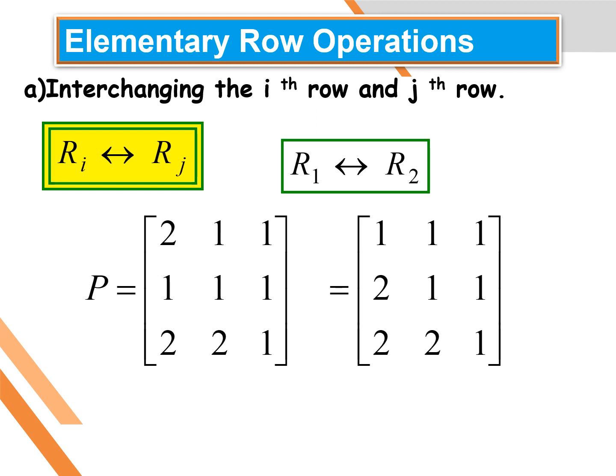In this example, we are going to interchange row 1 and row number 2. When row 1 becomes row 2 and row 2 becomes row number 1, it will never change the nature of the matrices, and it is still the matrix P.